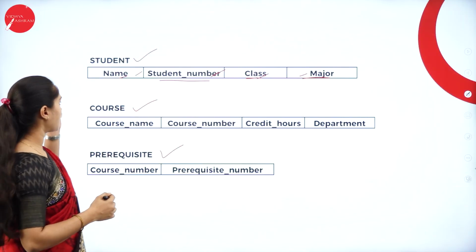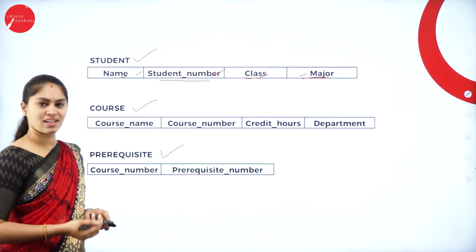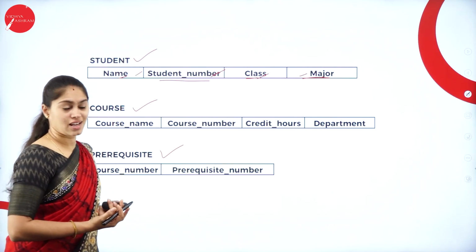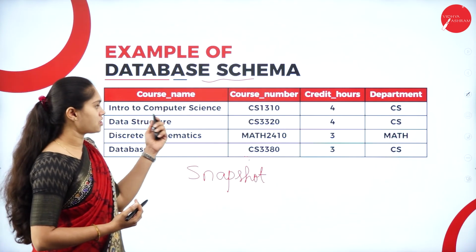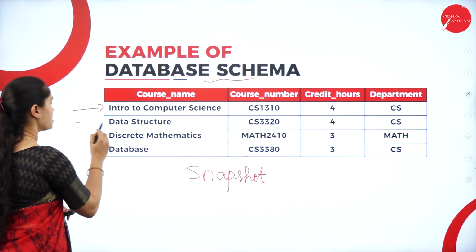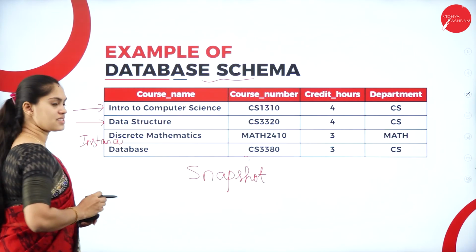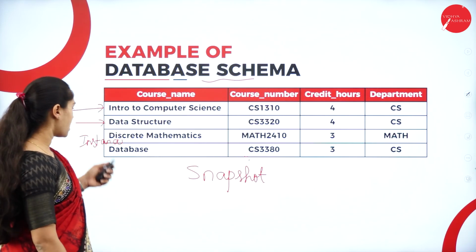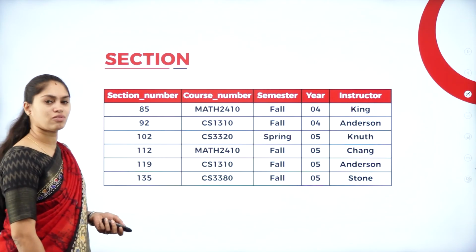Here you can see the example of a student, course and prerequisite schema. All of these represent the data structure along with the types and constraints. We also have an example of a database schema for a course that includes course number, credit hours and department, and all of these will be considered instances, or occurrences, or snapshots. That means the data that we have at a particular time is considered an instance, a snapshot or an occurrence. Here we also have one more example.